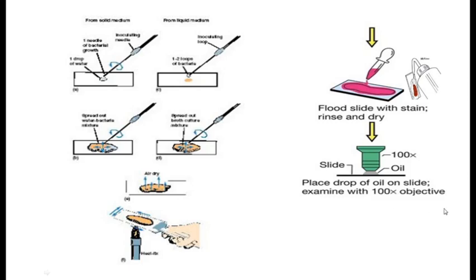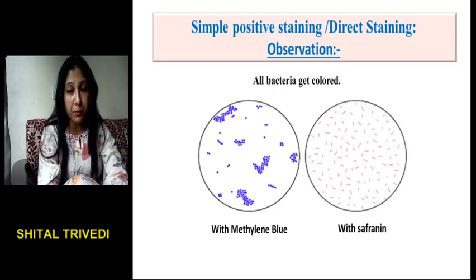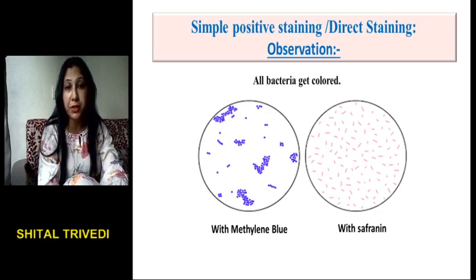But take care that the oil that is used should match the refractive index of the glass, that is, of the cover slip and glass slide. What we may observe when you use this technique is that all the microorganisms get colored against the colorless background. Now the color depends on the staining reagent that we use.